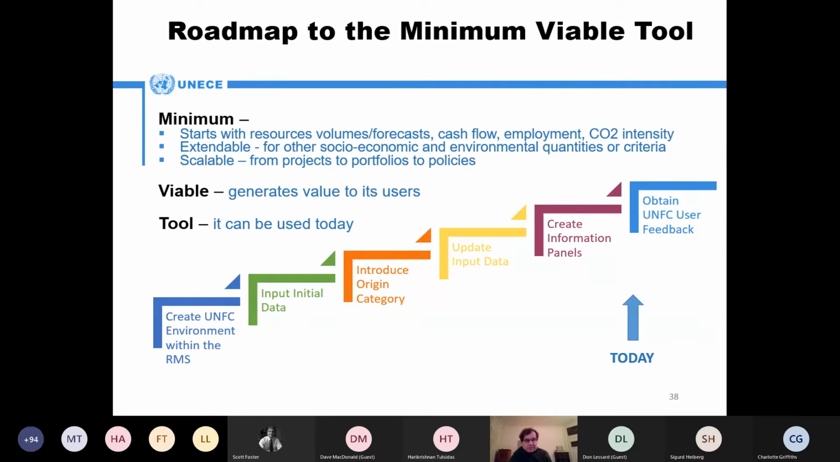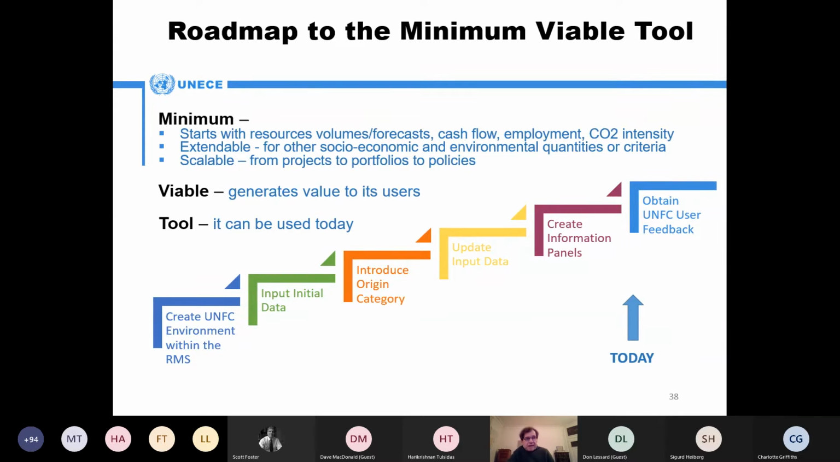And then make it scalable. Start at the project level, but also be able to look at it at a portfolio level. Make it possible to look at scenarios, to test scenarios, and the consequences of materiality and impairment of those policies against projects.